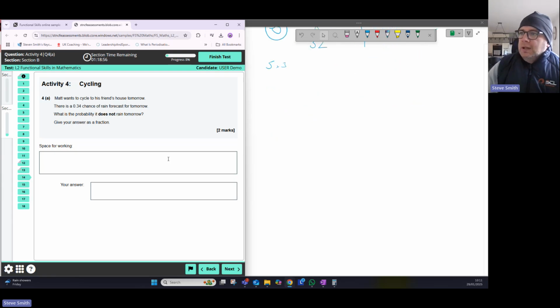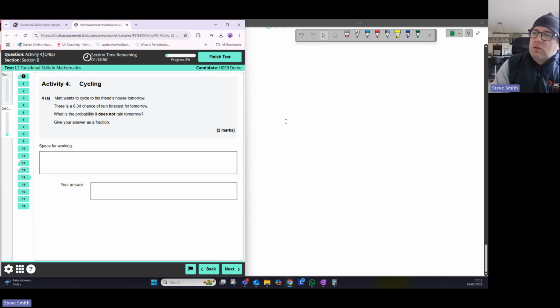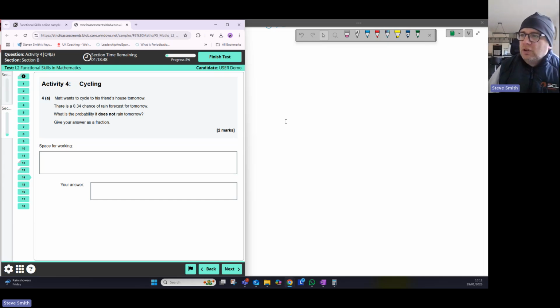Cycling. Matt wants to cycle to his friend's house tomorrow. There is a 0.34 chance of the rain forecast for tomorrow. What is the probability it does not rain tomorrow? Give your answer as a fraction. So we've just done the opposite, where we've had it as a fraction, we've changed it to a decimal. Now we've got a decimal, we're changing it back to a fraction.